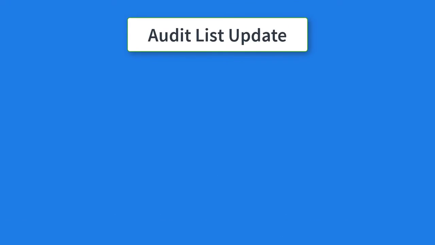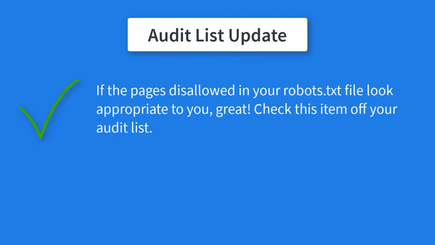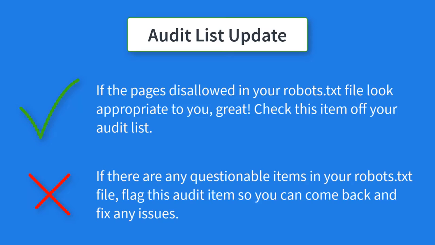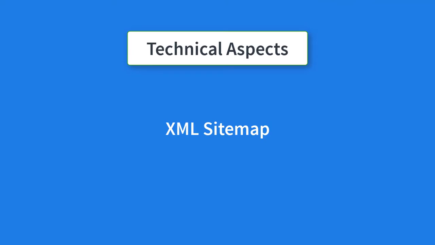So to update your audit list, if the pages disallowed in your robots.txt file look appropriate to you, great, check this item off your list. If there are any questionable items in your robots.txt file, flag this audit item so you can come back and fix any issues. Next, check to make sure you have an XML sitemap.